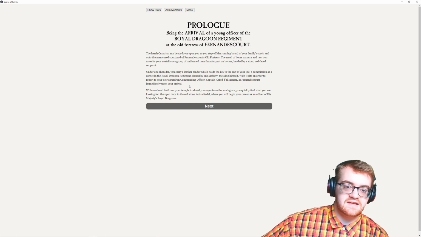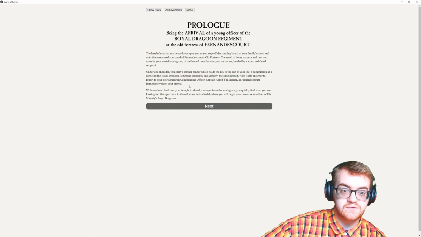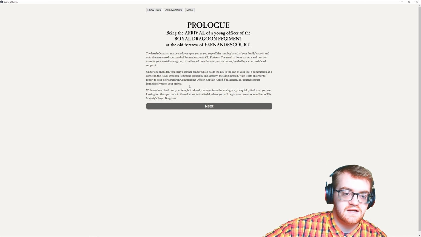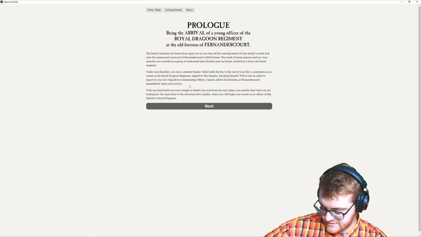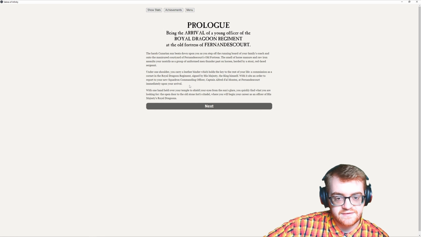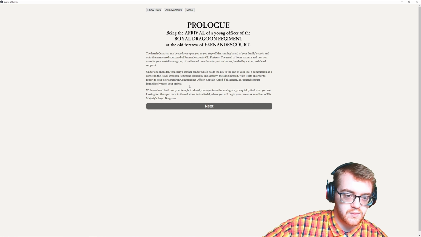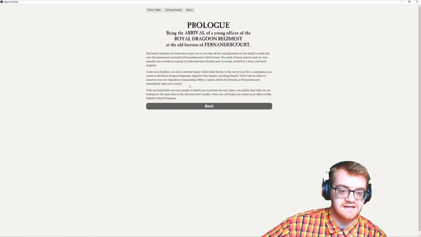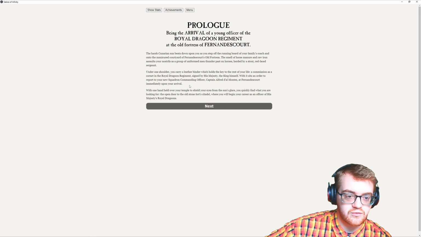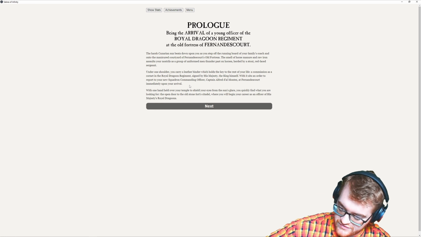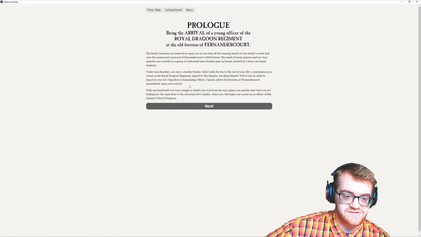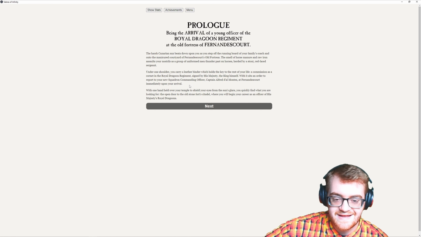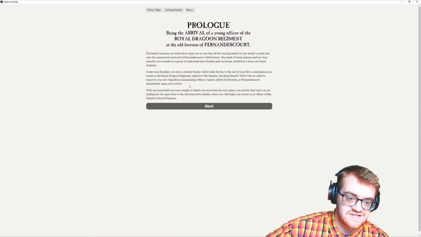Prologue. Being the arrival of a young officer of the Royal Dragoon Regiment at the old fortress of Fernandiscourt. The harsh Coonerian sun beats down upon you as you step off the running board of your family's coach and onto the manicured courtyard of Fernandiscourt's old fortress. The smell of horse manure and raw iron assaults your nostrils as a group of uniformed men thunder past on horses, herded by a stout, red-faced sergeant. Under one shoulder, you carry a leather binder which holds the key to the rest of your life, a commission as a cornet in the Royal Dragoon Regiment, signed by His Majesty the King himself.